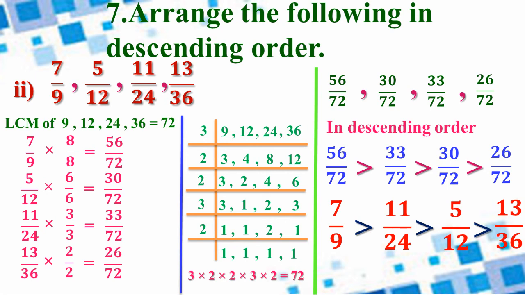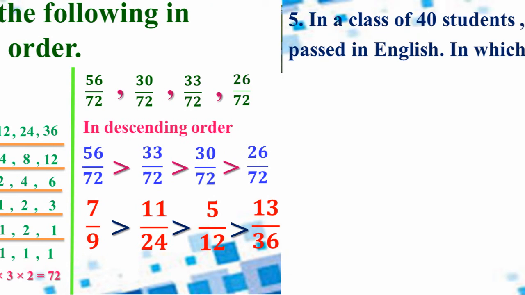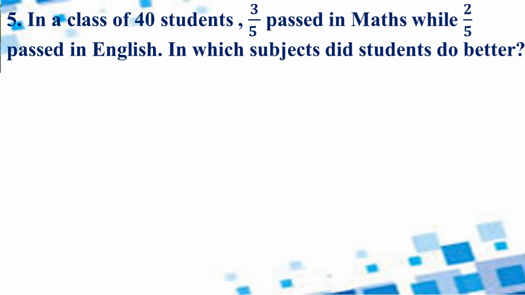That's all. Fifth problem. In a class of 40 students, 3 by 5 passed in maths while 2 by 5 passed in English. In which subject did students do better?